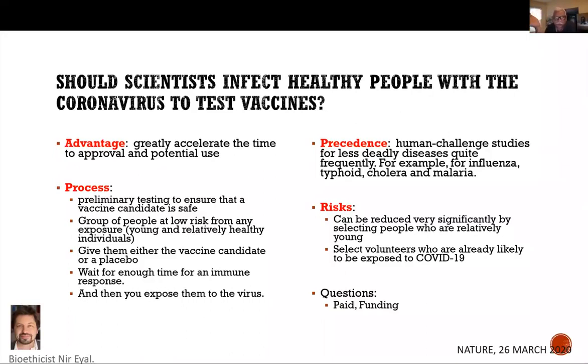There are advantages. The process is like this. The preliminary testing is done to ensure that the vaccine is safe, and relatively healthy people will be given the virus. They will get either the vaccine or the placebo. You wait for some time, and then you expose them to the virus. This sounds very dangerous, right?